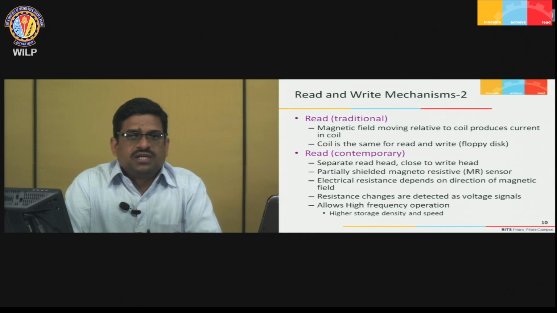It is a partially shielded magnetoresistive sensor, and the electrical resistance depends on the direction of the magnetic field. Whichever way the magnetic field is moving, the electrical resistance is produced accordingly, and the resistance changes are detected as voltage signals. This kind of read head gives higher storage density and reading speed.